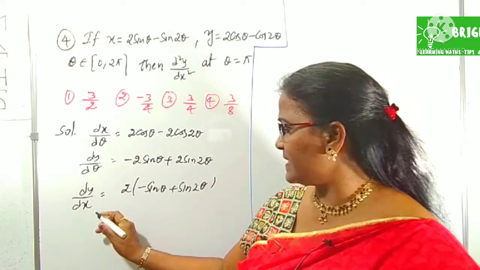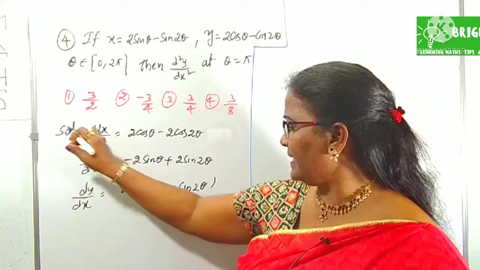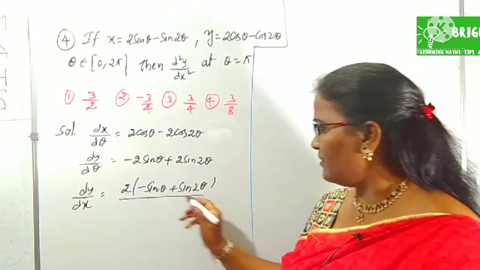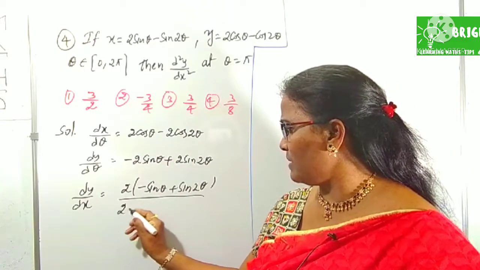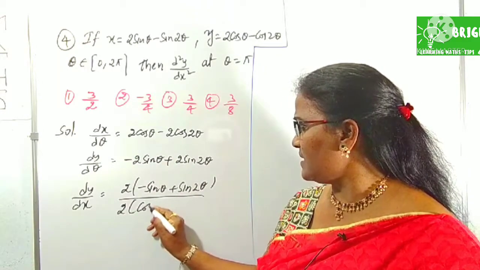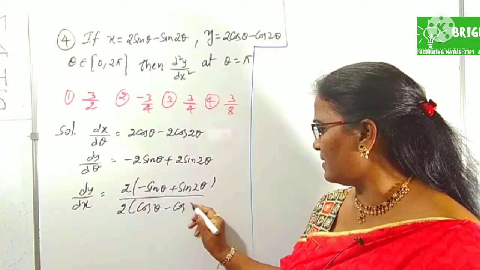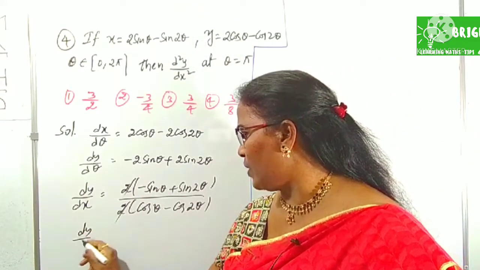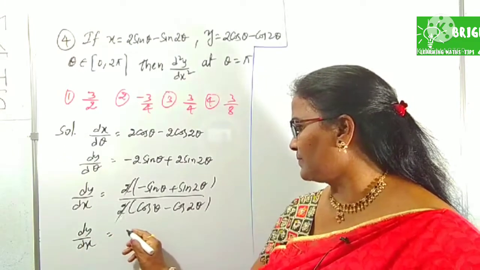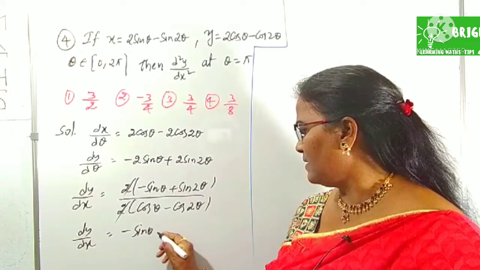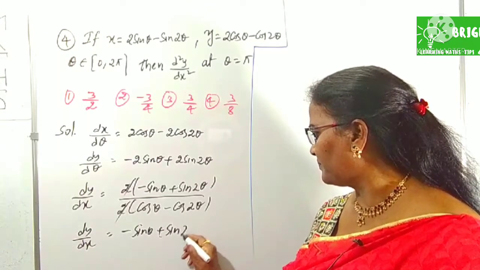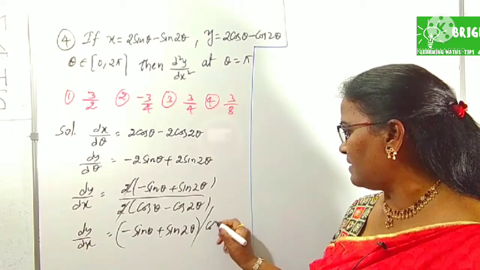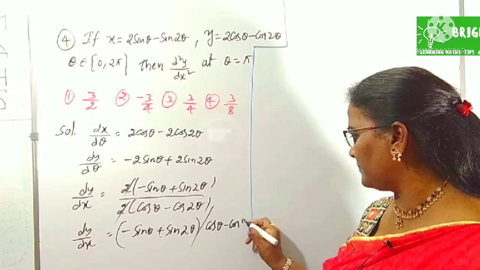You know dy by dx is dy by d theta by dx by d theta, this by this. From the denominator also you can take 2 common: 2 of cos theta minus cos 2 theta. Right, the 2 gets cancelled. Therefore, dy by dx is minus sin theta plus sin 2 theta by cos theta minus cos 2 theta.